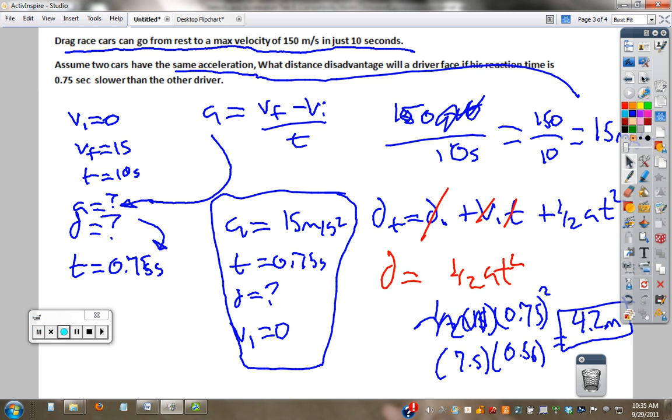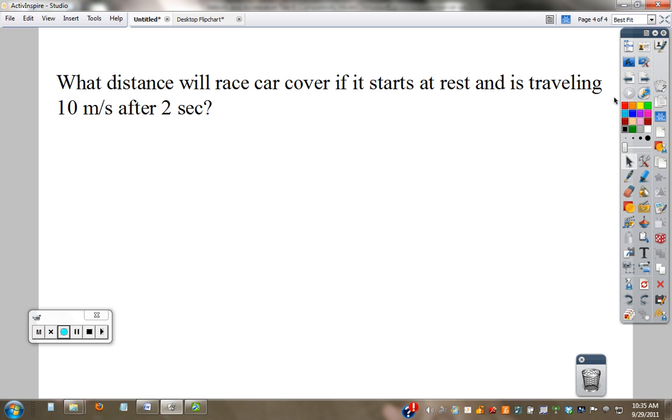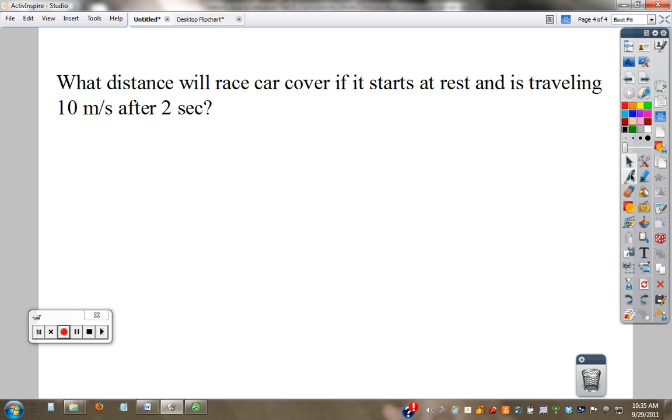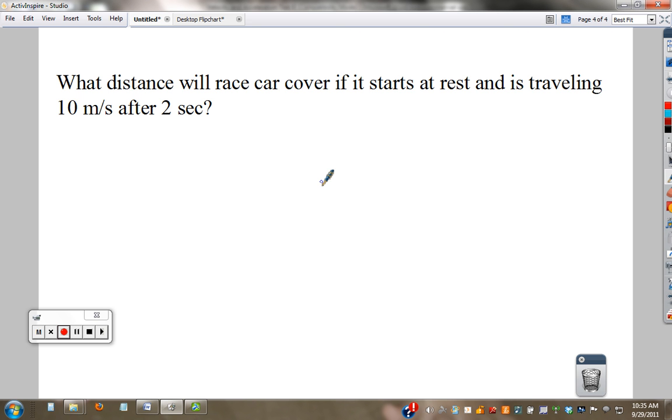So you can try this next one. I'll only give you the answer now. The answer here is distance equals 10 meters.